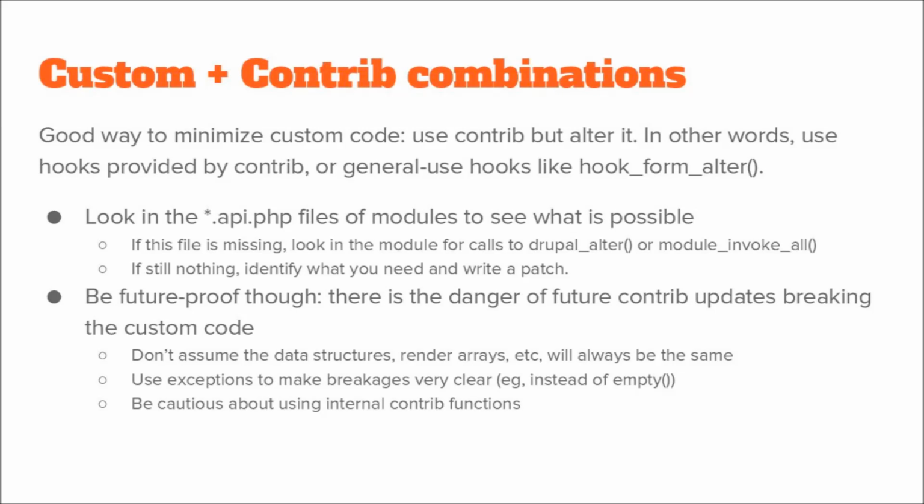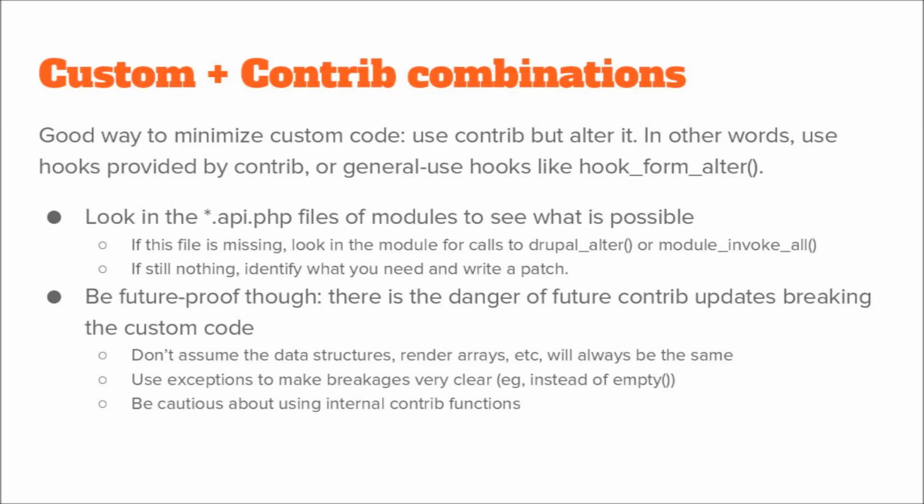So, real quick, one good way to minimize custom code is to do a contrib and custom combination, and that's where you use the module that basically does what you want, but not quite everything, and then you use an alter hook or some sort of a hook that's provided by the module to change it, to make it do what you want it to do. Quick tip: look at the .api.php file for the module. That's usually where all the hooks are listed.